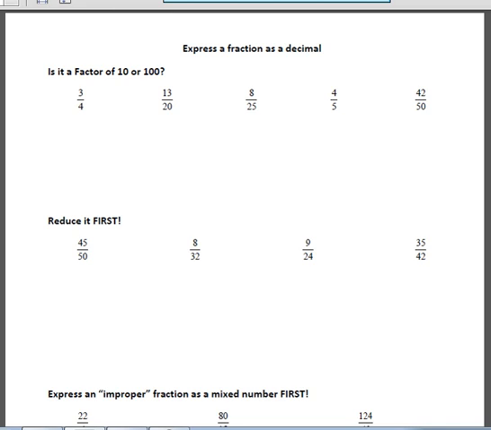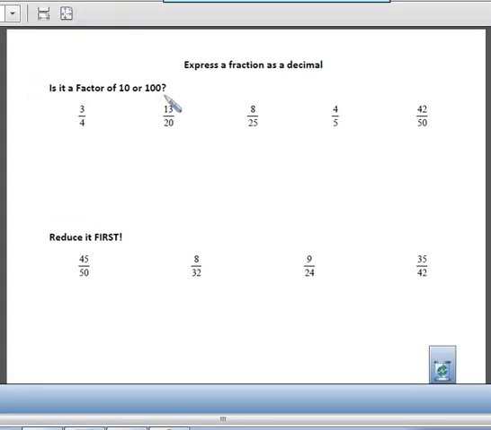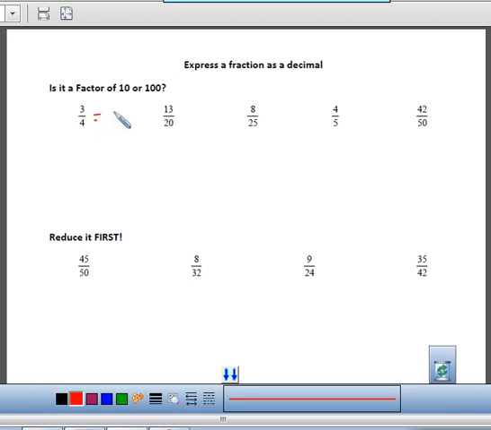we're going to express fractions as decimals. Is it a factor of 10 or 100? In other words, this one is 3/4, and many of you probably know that it is the decimal 0.75.